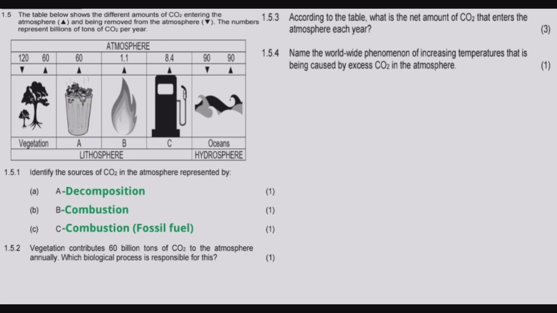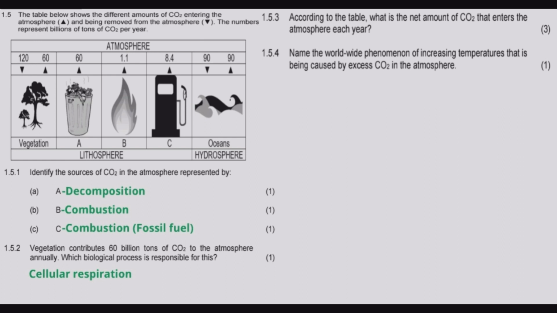Okay, so we come to question 1.5.2. Vegetation contributes 60 billion tons of carbon dioxide to the atmosphere annually. Which biological process is responsible for this? This is cellular respiration. You and me should know that at night, plants respire as well. They take in oxygen and produce carbon dioxide at night, although not at a higher rate compared to what happens during photosynthesis during the day. So the correct answer is cellular respiration.